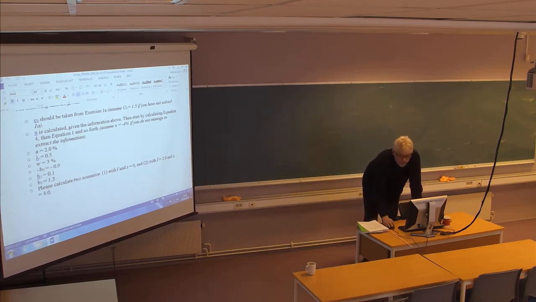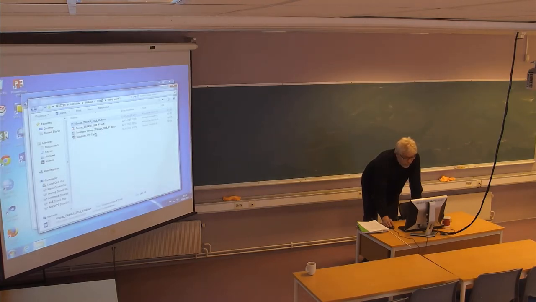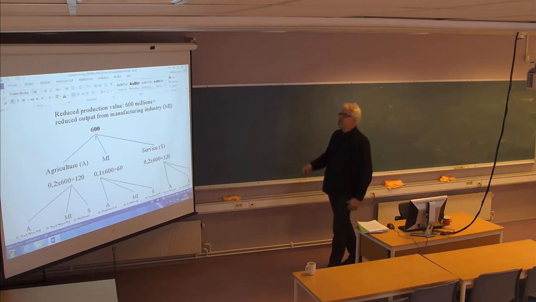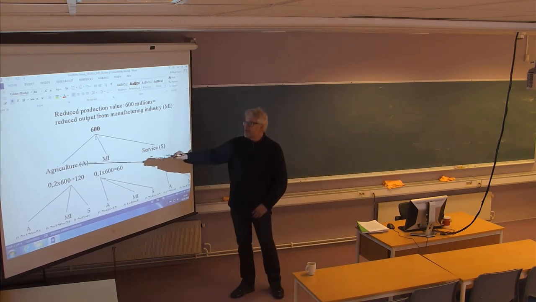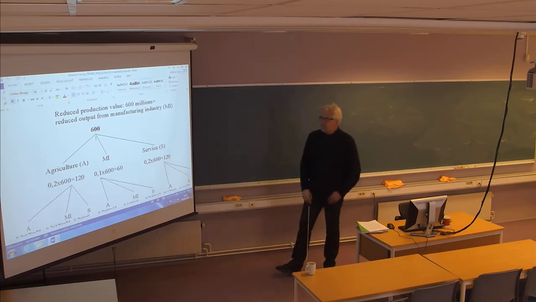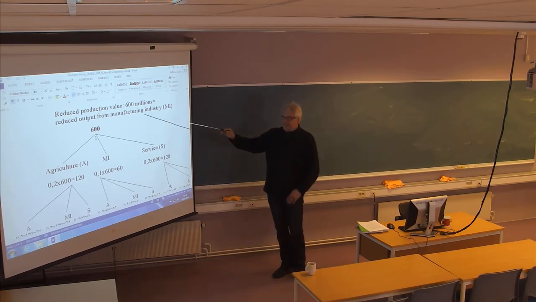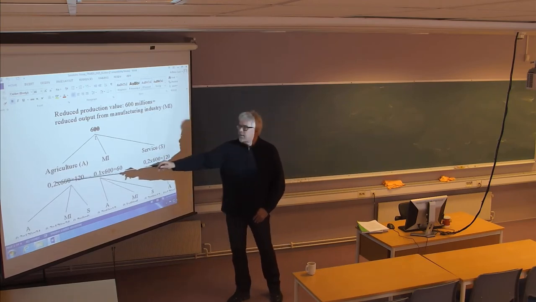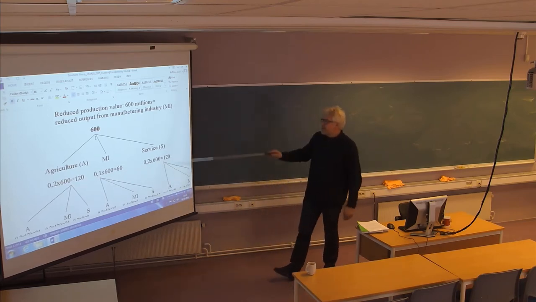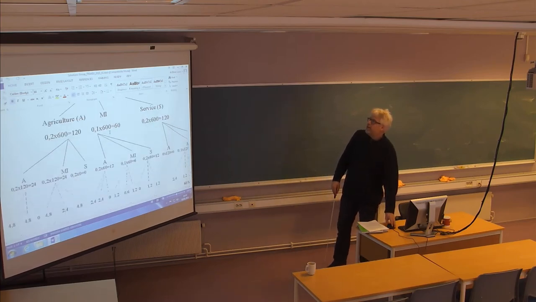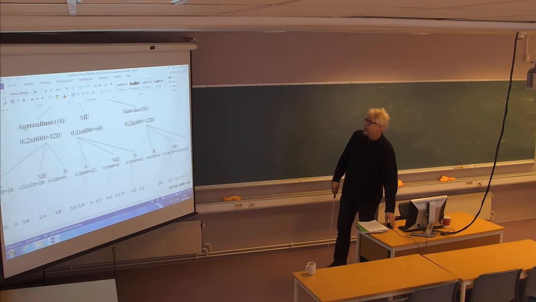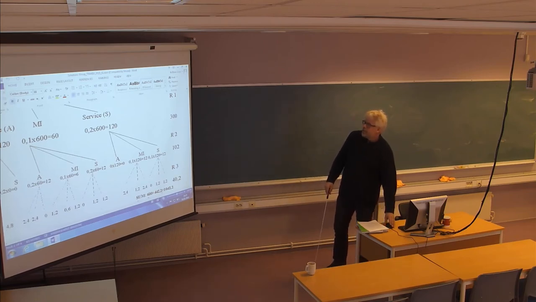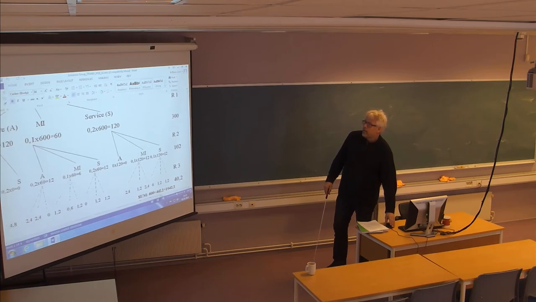And then I'll show you the solution very quickly. Here I use this reduced production value, and I use the coefficients. This is agriculture, manufacturing industry, and service. So reduced production value can be considered as reduced output from manufacturing industry, and the technical coefficients are 0.2, 0.1, 0.2, which gives a primary effect of 300 millions of reduced output in addition to the 600 that we lose from the moving of the factory.